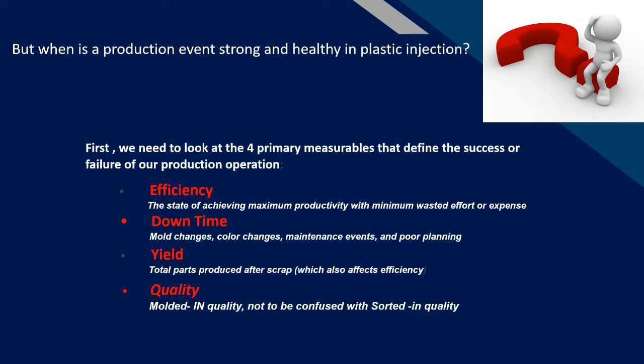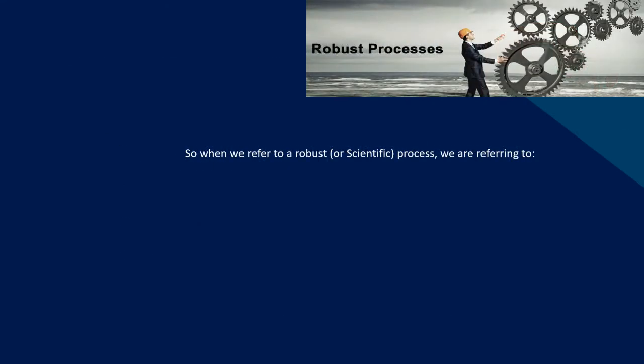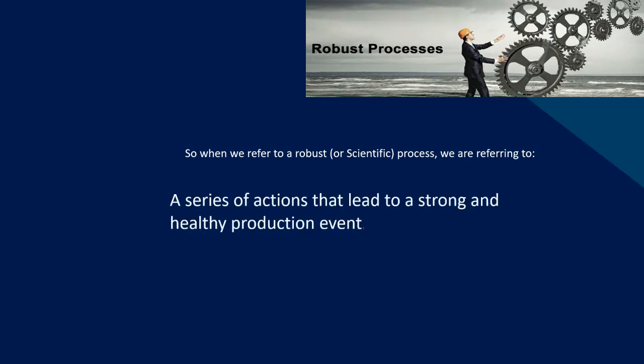Then we also have quality, and when we're talking about quality, we're talking about molded in quality, not sorted in quality. So basically, we want our process to control our scrap. We want 0 scrap. We don't want to be sorting in quality because that puts a risk of affecting our customer and getting bad product to our customer. So when we refer to a robust or scientific process, we're referring to a series of actions that lead to a strong and healthy production event.